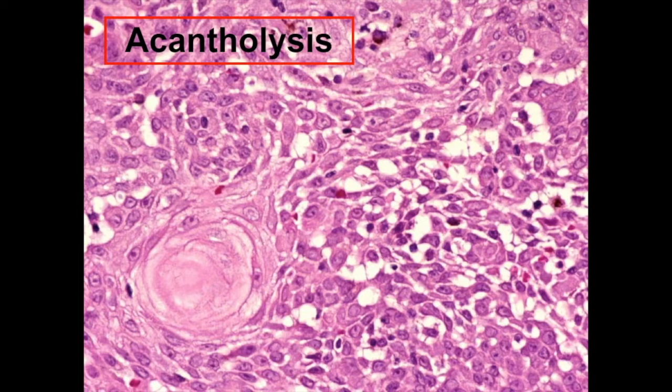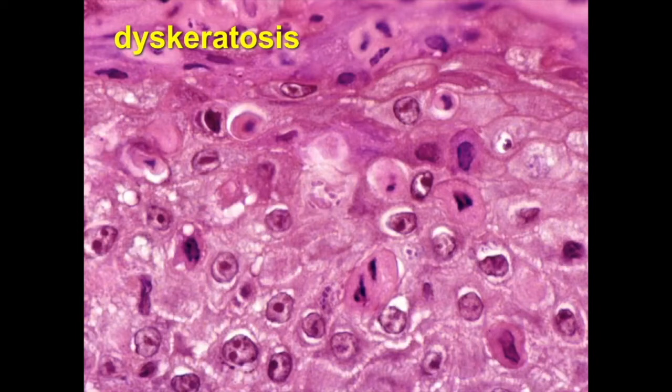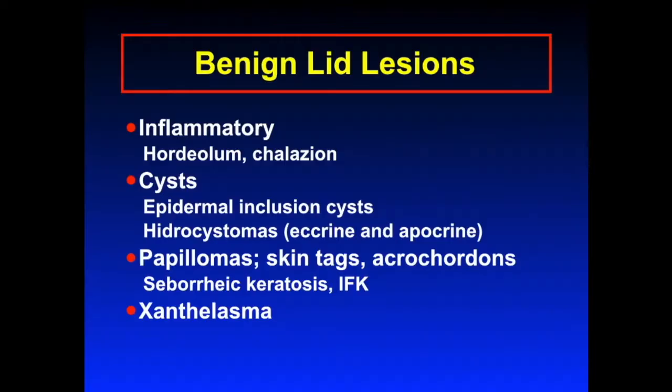Acantholysis refers to spaces that develop between adjacent squamous cells. Acantholysis and the presence of focal squamous differentiation, called squamous eddies, occurs in a form of irritated seborrheic keratosis called IFK, or inverted follicular keratosis. Dyskeratosis refers to the keratinization of single squamous cells within the epithelium.